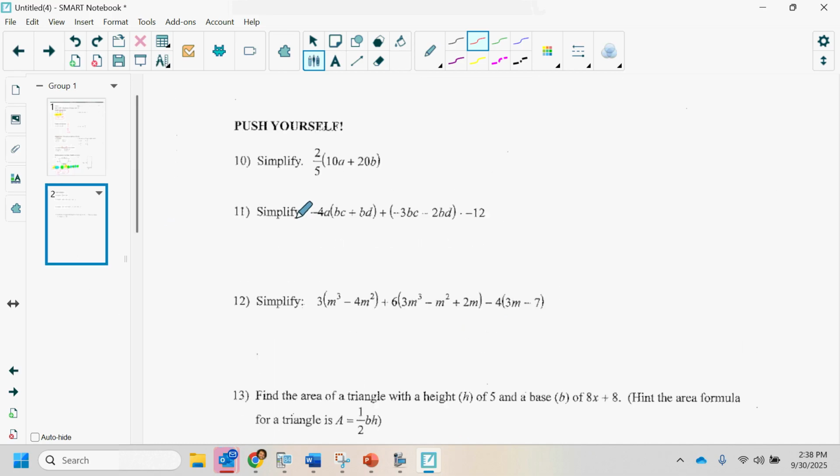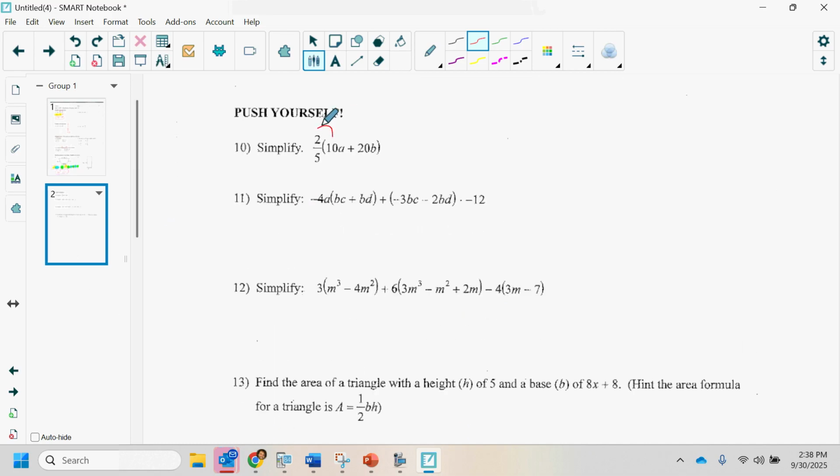On the back, there's some push yourself stuff, right? So you can practice. So we did that in class. See how this is an A and this is a B? If they're not the same variable, can we combine these together? No, we cannot. And then here, you'd have like -4A. And when we multiply letters, we just put them right next to each other. So it's just going to look like a lot of letters next to each other. But the process stays the same.